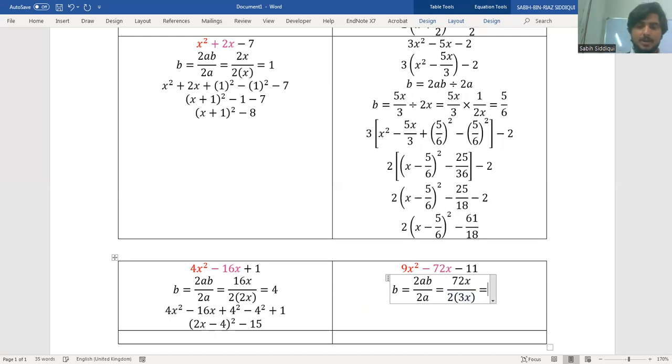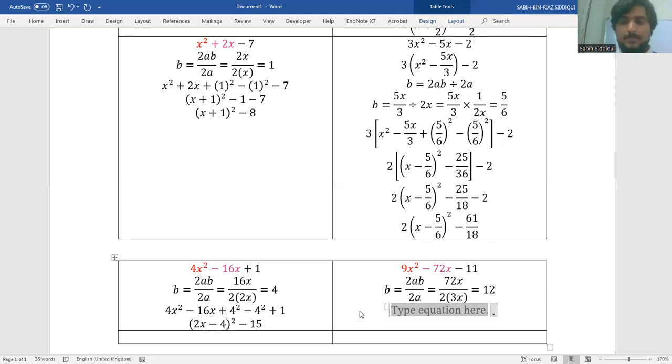So what do I end up getting? 6, 12. Okay, so now 9x squared minus 72x plus the square of 12, subtract the square of 12, minus 11. So the first portion becomes a perfect square, 3x minus 12 whole square, minus 144 minus 11 is minus 155.